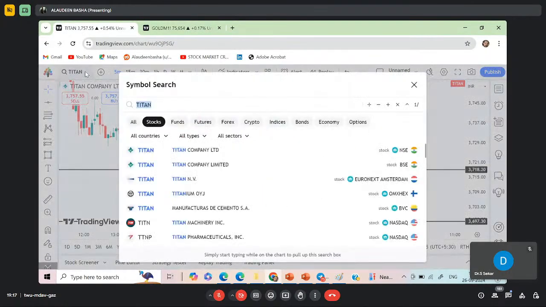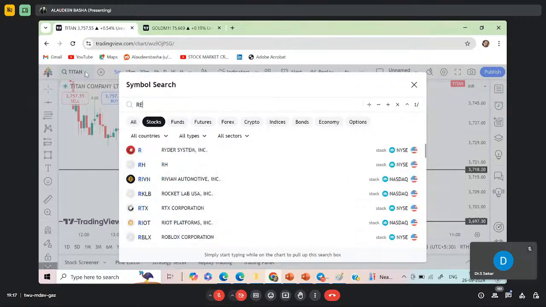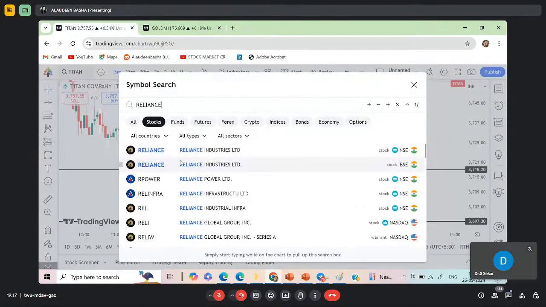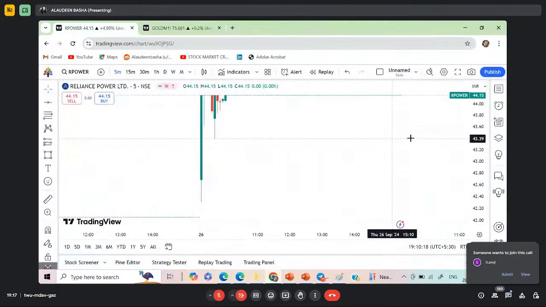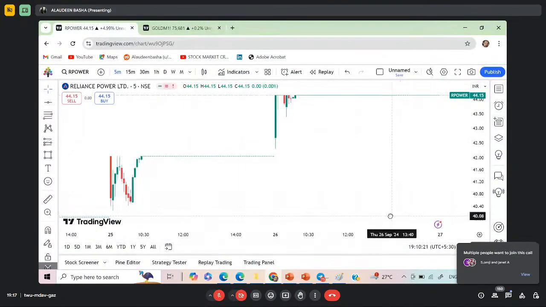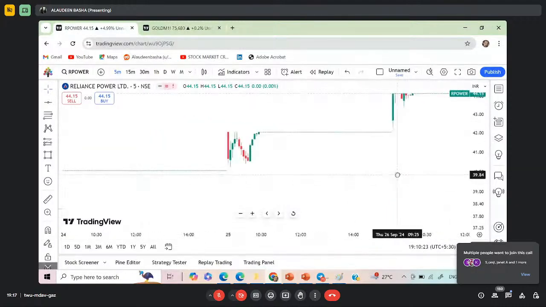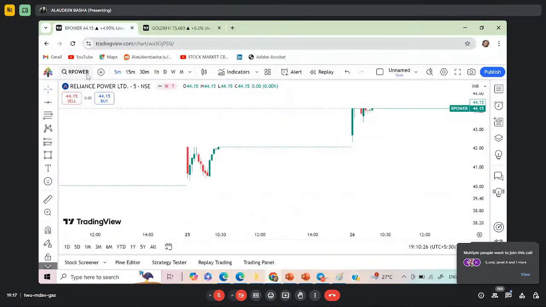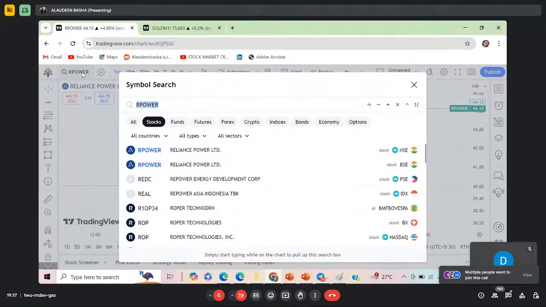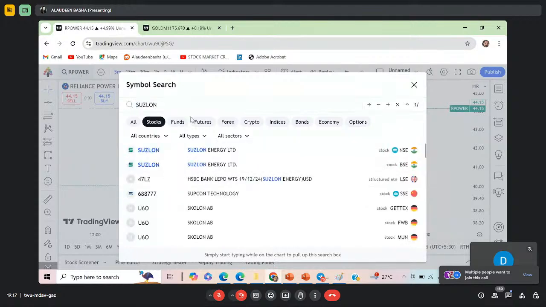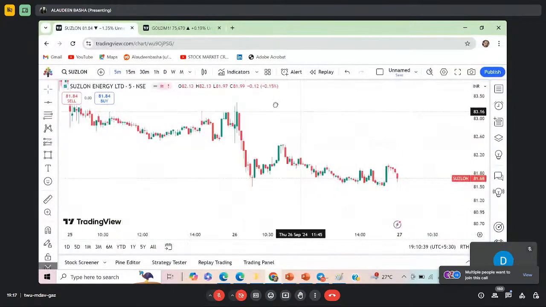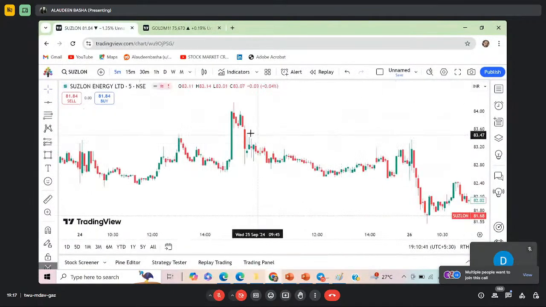We'll move on to one other stock from the participants. Reliance Power. Reliance Power is not an intraday stock because there is no volume in intraday. Can you suggest any other stocks? Suzlon. Suzlon also is not an intraday stock, but anyhow, we'll check.